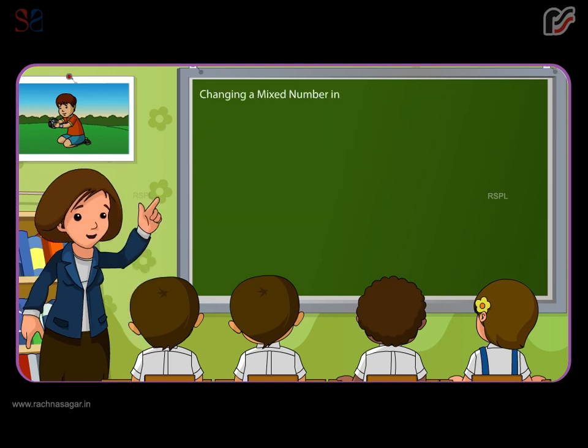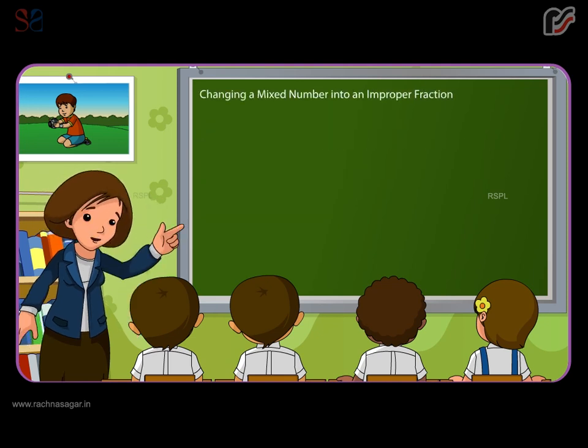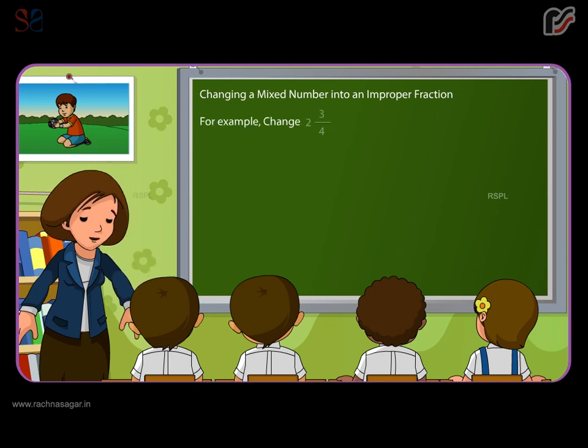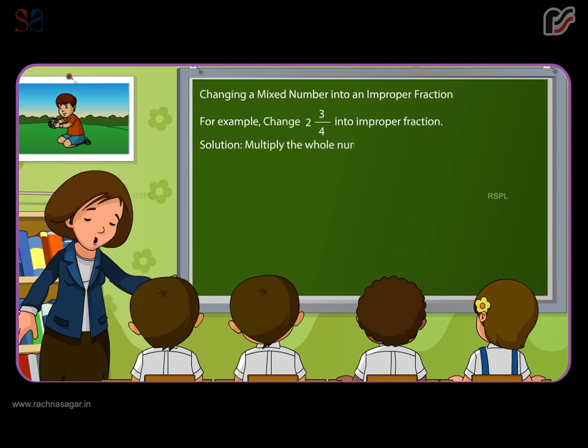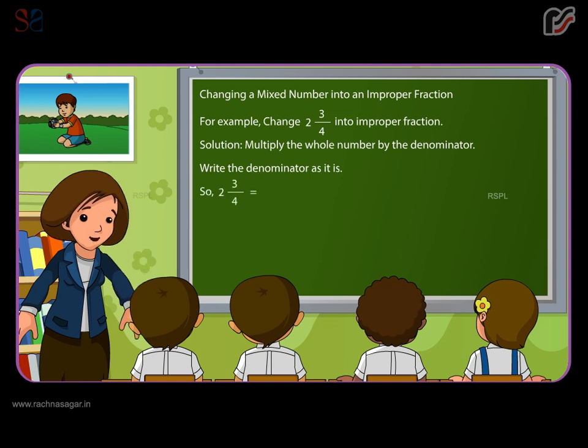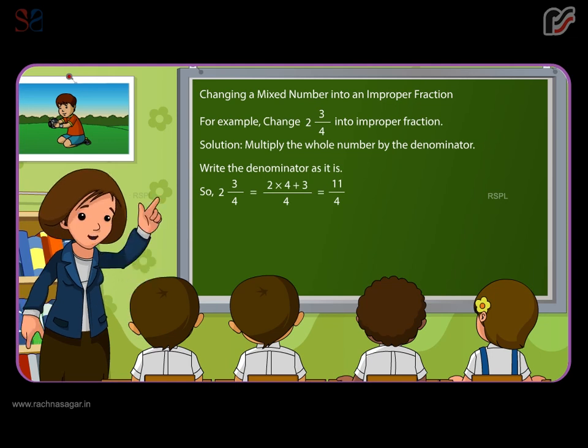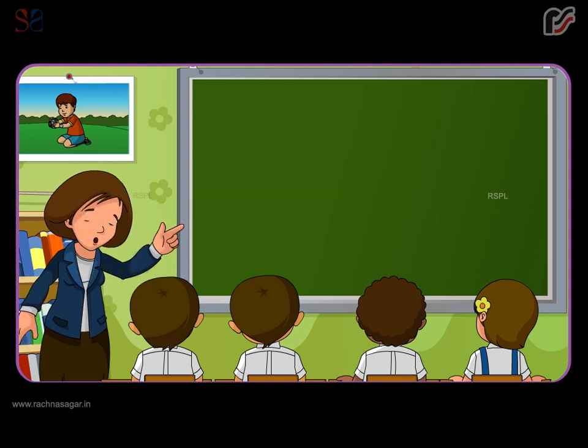Changing a mixed number into an improper fraction. For example, change 2 3/4 into an improper fraction. Solution. Multiply the whole number by the denominator. Write the denominator as it is. So, 2 3/4 is equal to (2 multiplied by 4 plus 3), whole divided by 4, which is equal to 11/4.